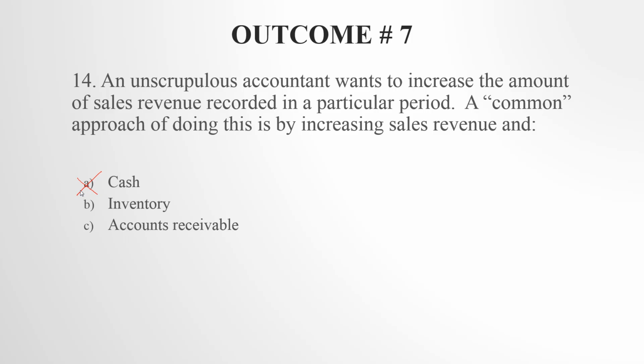Inventory. Now, if you're increasing the amount of sales revenue, people will expect your inventory to go down. And so the unscrupulous accountant will probably not do this either. It's probably increasing the accounts receivable because this will give the impression that sales have been generated on credit. And unlike cash, accounts receivable is a bit more difficult to verify in an audit, and therefore C is what the unscrupulous accountant will probably do.